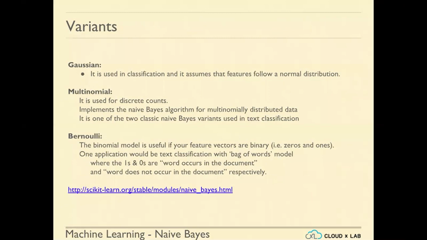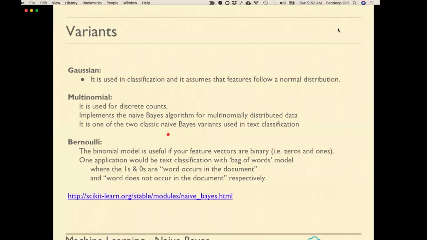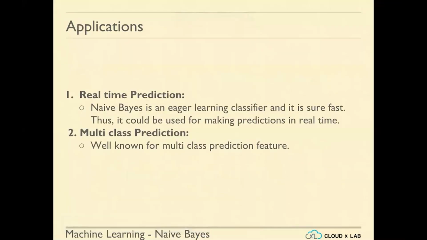There are other variants of naive Bayes. One is Gaussian, another is multinomial, another is Bernoulli's. You can take a look at those here. I can just share the presentation with all of you. The application of naive Bayes is real-time prediction. Naive Bayes is an eager learning classifier. It is very fast, so it could be used for making predictions in real time. If you are hard pressed for doing things in real time, then you could choose naive Bayes. It's simple, but it gets something done.